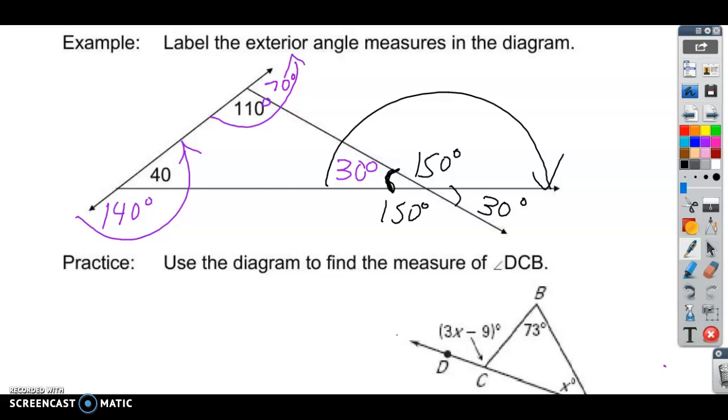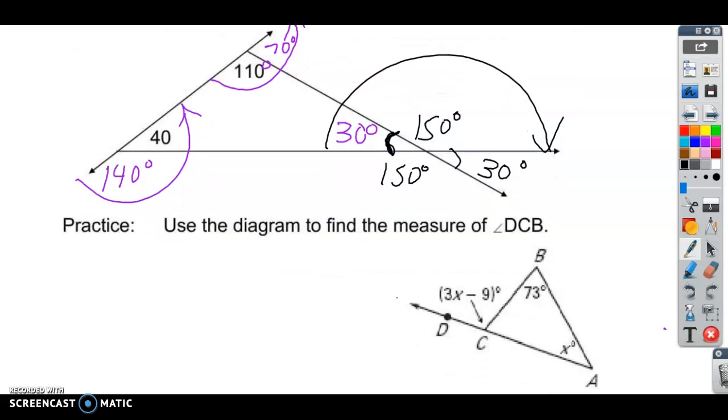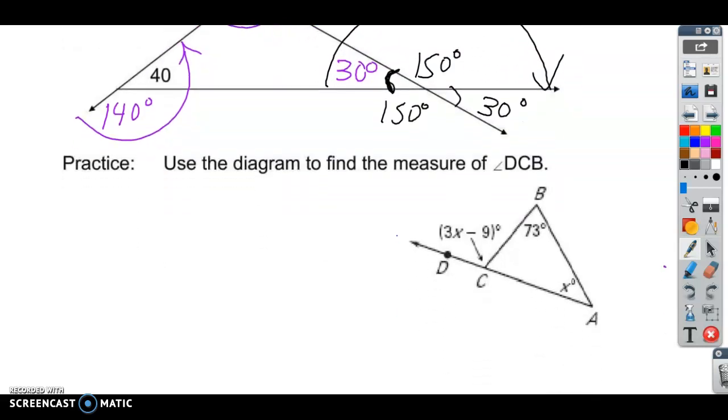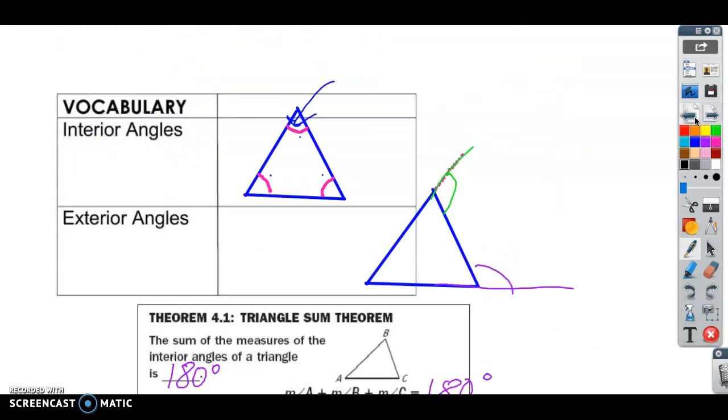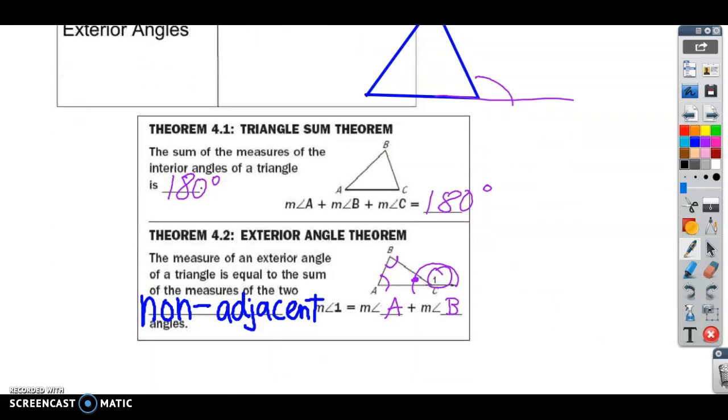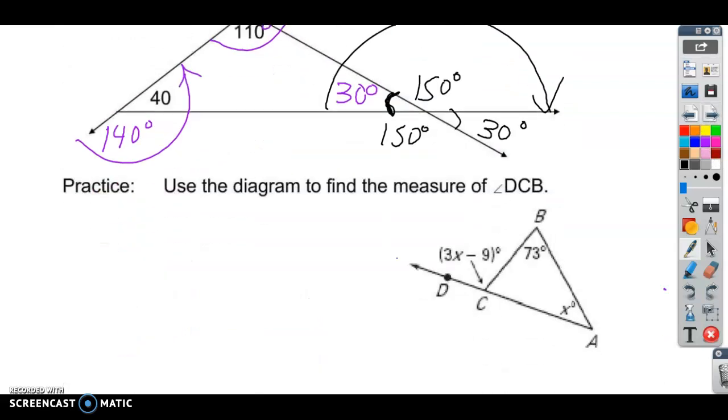And I think I've done all the angles in the triangle. So we've got the exterior, we've got all the interior, we're good. All right, now we're going to use a third angle, the exterior angle theorem that I was just trying to explain to you.